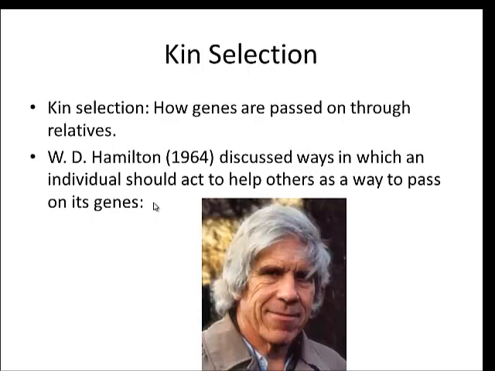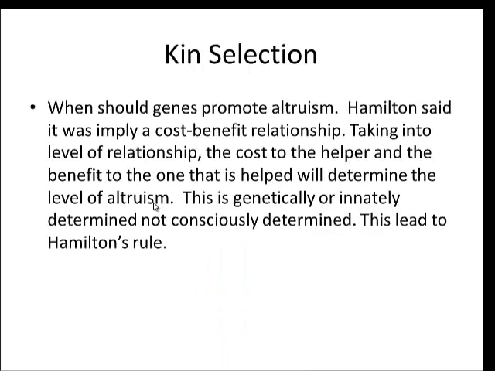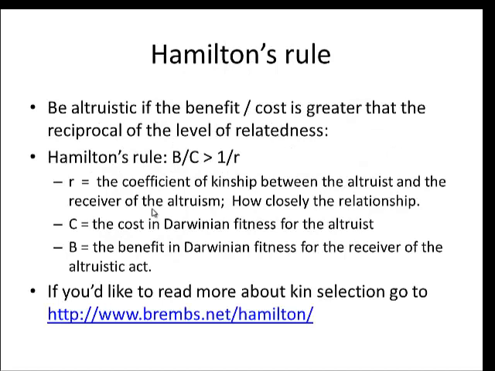He discussed ways in which an individual can act to help others and pass on their genes. We get into what's known as Hamilton's rule. When should genes promote altruism? Hamilton said it's simply a cost-benefit relationship, taking into account the level of the relationship of the animals you're saving and the cost to you of helping them in terms of your fitness. This is genetically or innately determined, not a conscious determination. The squirrel isn't sitting there going, well, let's see, here comes an eagle, and if I warn my two brothers or sisters, then I'll pass on my genes. It's innate. Okay?